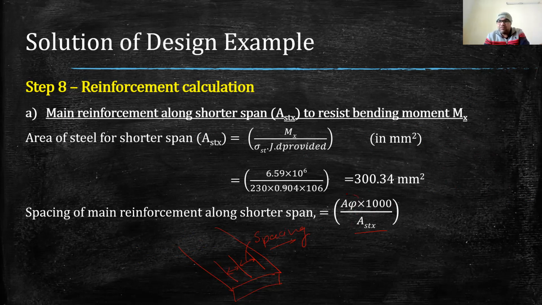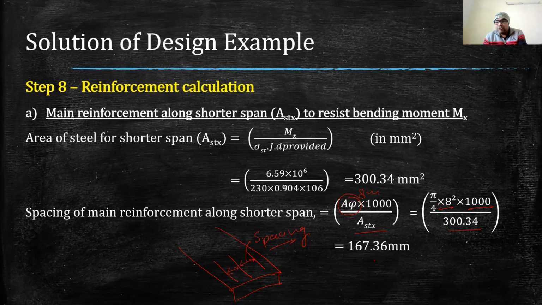Now A phi is the area of cross section of one bar. For this, we are required to find out the dia of bar that we are going to use in our beam, sorry, I mean in the slab. That is what I have already calculated in the second step. We have assumed the dia of bar to get the value of effective cover. So here the dia of bar will be 8 mm dia. Putting the value here, which is pi d square by 4, that is the A phi, multiplied by 1000 divided by Astx, we get the spacing as 167.34. Well, this is the spacing that we have calculated.